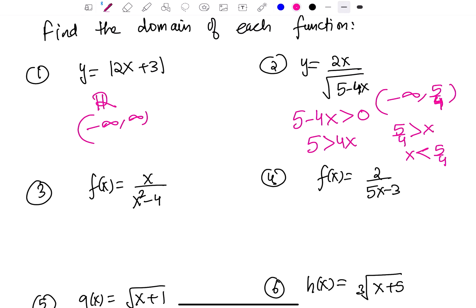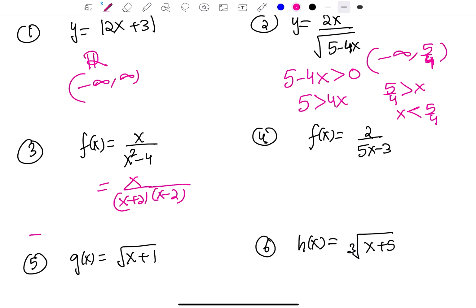Next, f of x equals x over x squared minus 4. So I'm going to factor the denominator. Now we're okay with every single x value other than x equals positive 2 and negative 2, because those will make my denominator 0. So the domain in this case would be negative infinity to negative 2, union negative 2 to 2, union 2 to infinity.